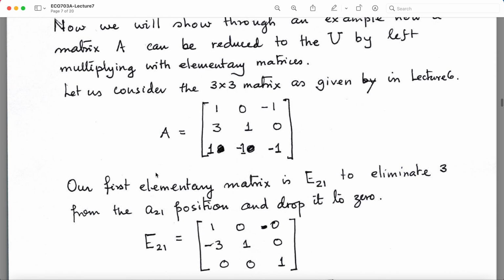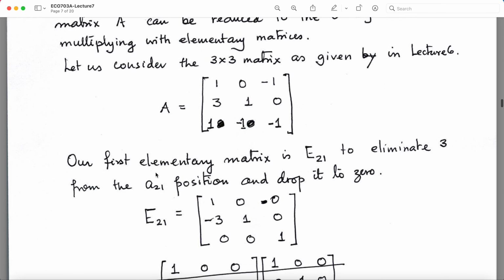Now what we will do is take a matrix on which we have done a row operation and reduced it to an upper triangular matrix, and that we have done in the last lecture. Now we want to show that we would do the same thing by multiplying on the left with elementary matrices. That would be our aim here. Okay.